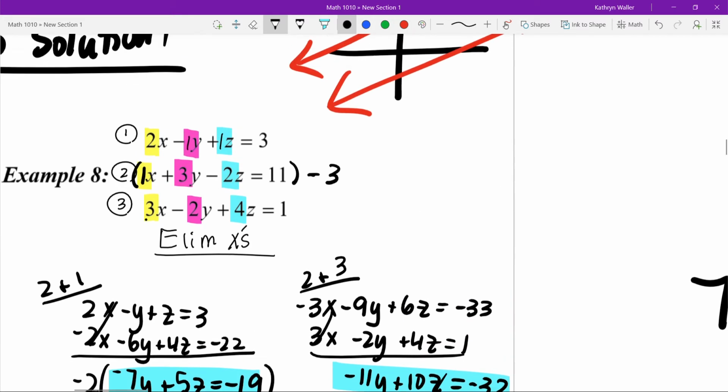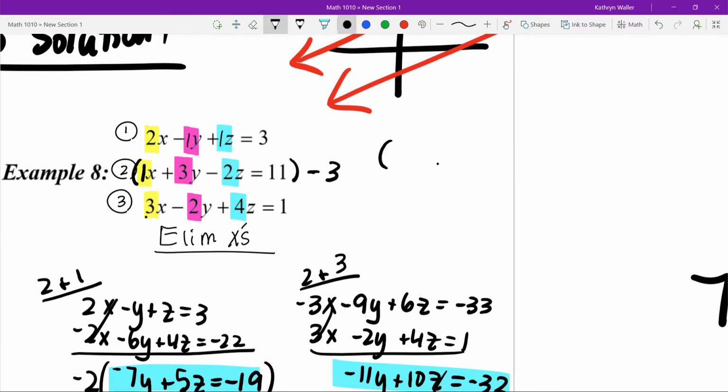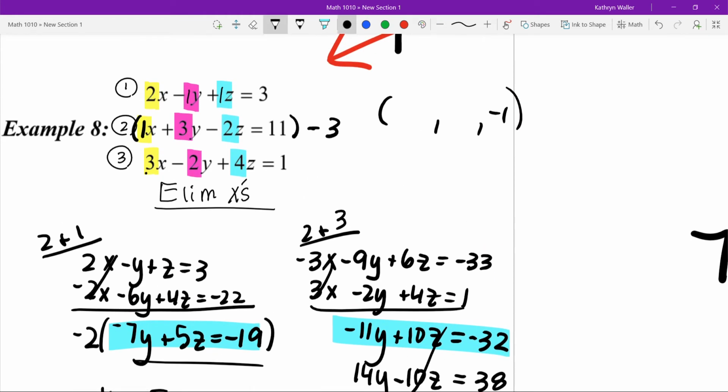Okay? So I'm going to come over here. I know my z is a -1. I know that my y is a 2. What's the last move? Where do I go on my paper? Tippy top, right? What would you choose? 1, 2, or 3? You choose 1?